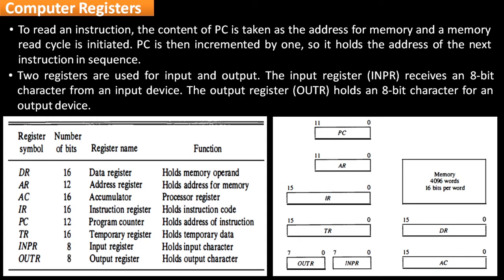The output register holds the 8-bit character for an output device. Now suppose there are certain output devices connected to the computer. To send the information out of the computer, we need a register which will hold the information for some time so that the output devices can get the information. So the output register plays a very important role. It stores the characters which are meant for an output device.